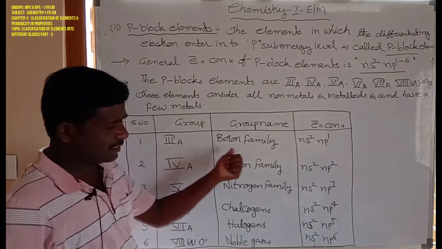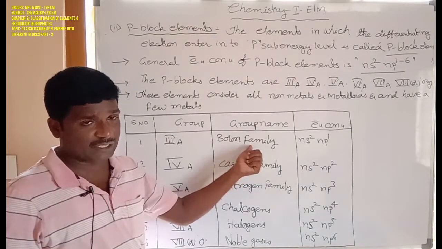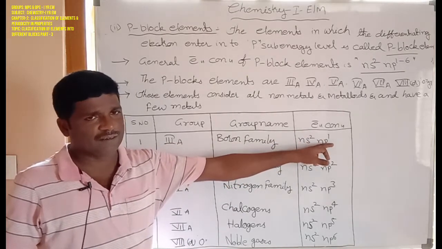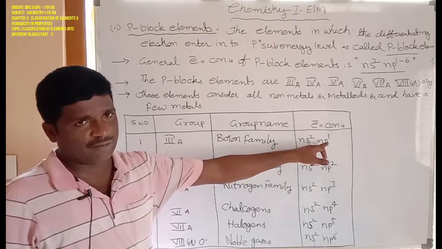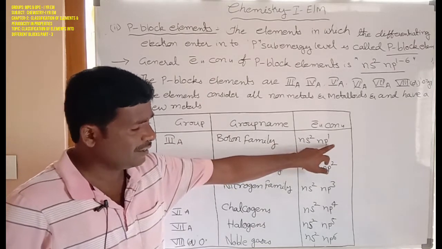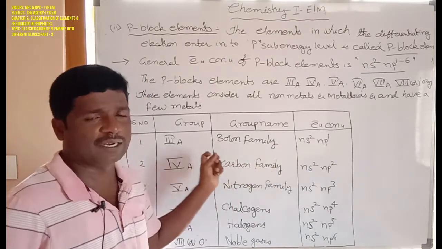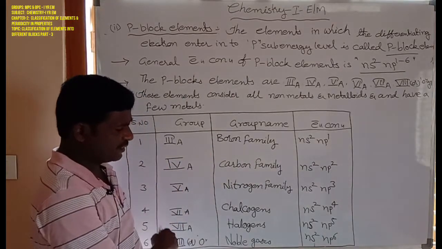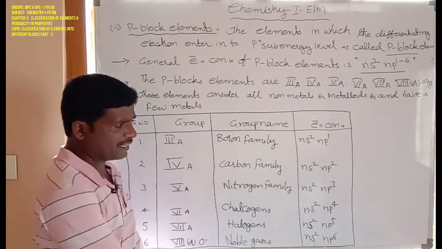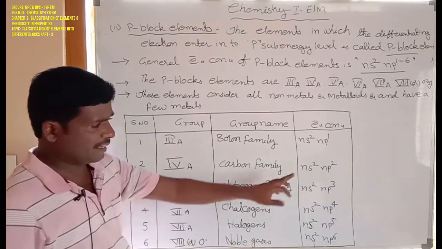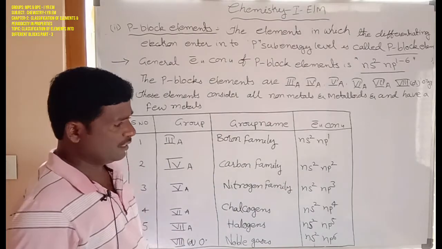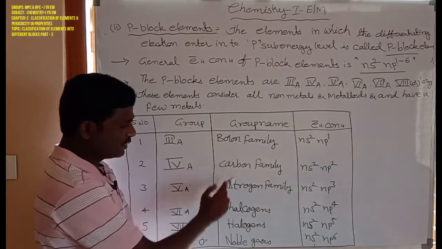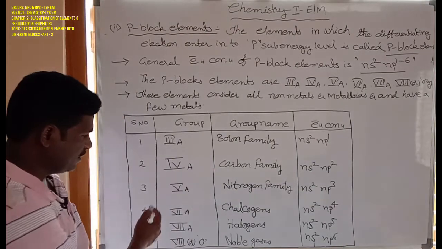The 3A group elements are also called the boron family. Electron configuration ns2 np1. Because the outermost shell consists of 3 valence electrons, it is called the 3A group. Next, 4A. The 4A group elements are also called the carbon family. Electron configuration ns2 np2. The outermost shell consists of only 4 electrons, so it is called the 4A group elements.